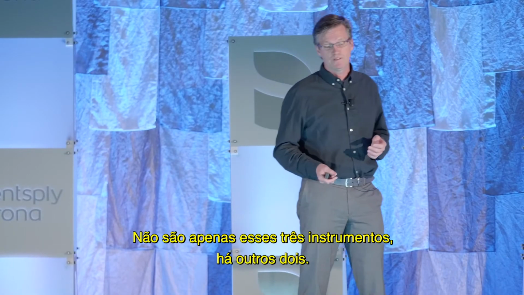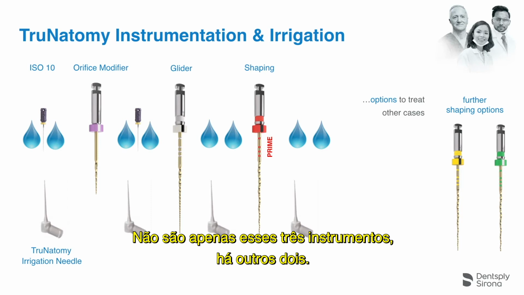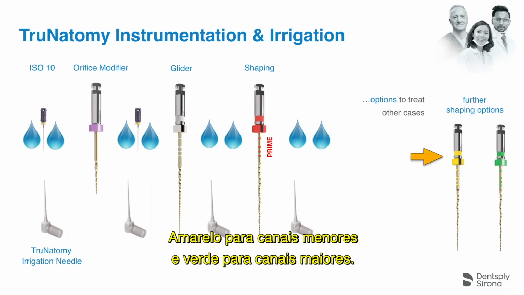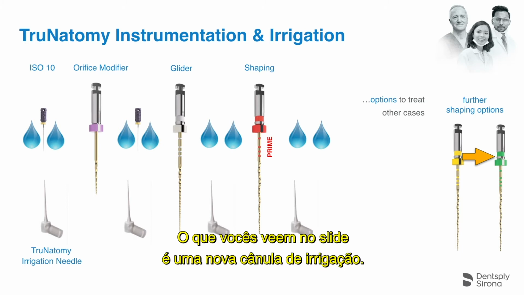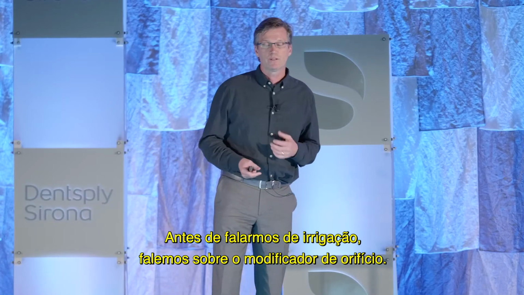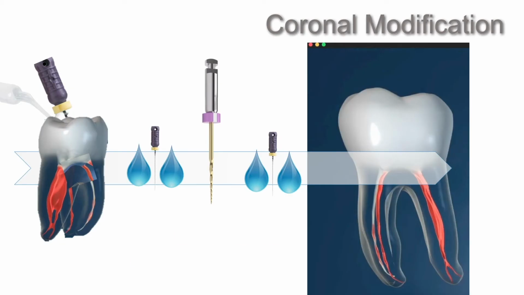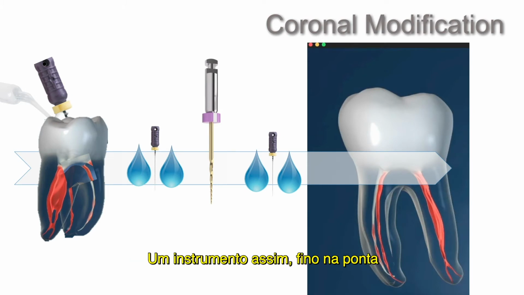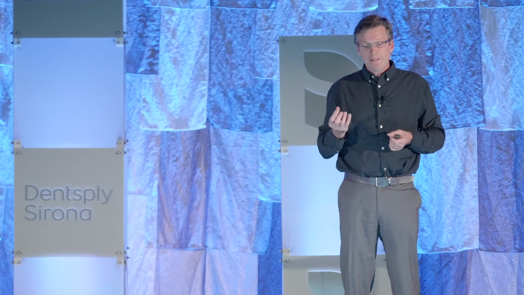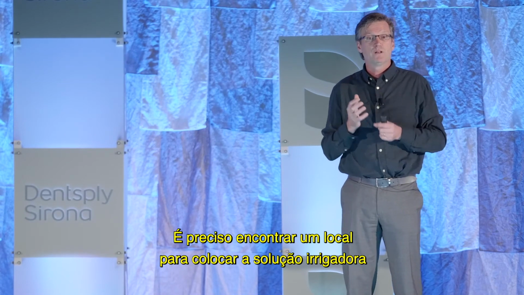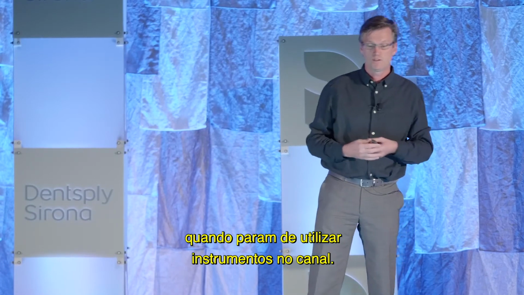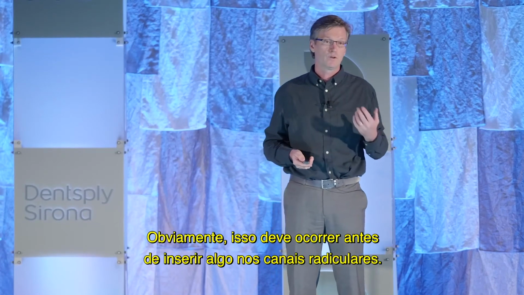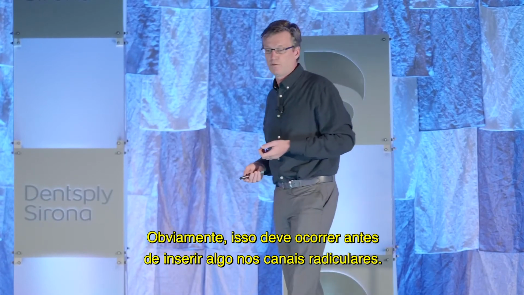It's not only the 3 instruments, there are 2 other instruments, and we have these options for very small canals, yellow, larger canals, green. What you see already indicated in this slide is a new irrigation cannula, and I will talk about irrigation in a second, but let's talk about the coronal modification first. It is essential in the way I try to perform endodontic treatment with an instrument like this, which is thin at the tip, with an irrigation needle that is also delicate, to find a receptacle, a reservoir where you can place the irrigant as you start instrumenting the canal. And obviously, this has to occur before anything is placed deep into the root canal system.